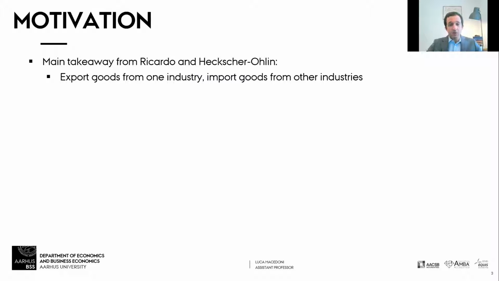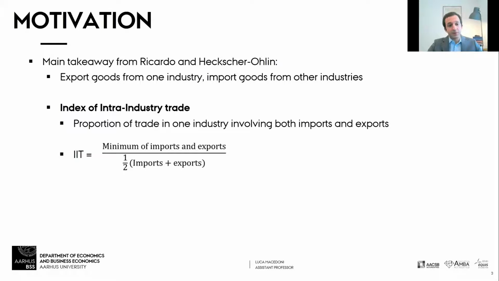To do that, we're going to develop a measure of so-called intra-industry trade, trade that occurs within an industry. In other words, we want to account for how much a country exports and imports for a given industry. The way to measure this is with this index, which is computed as the minimum between imports and exports divided by the average between imports and exports. In the Ricardian and Axial model, what is the value of this intra-industry trade?